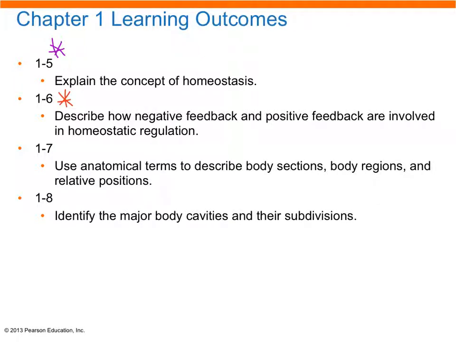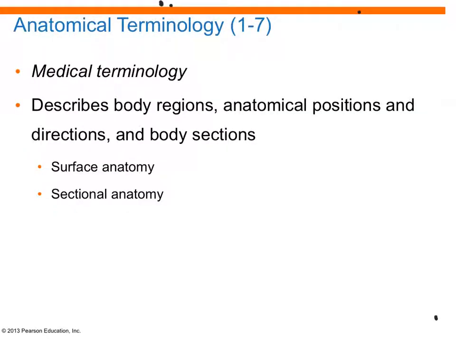Our last two objectives are section 1.7, using the anatomical terms to describe body sections, body regions, and relative positions, and section 1.8 to identify the major body cavities and their subdivisions. Anatomical terminology is called medical terminology. It describes the body regions, anatomical positions, and directions, and body sections.